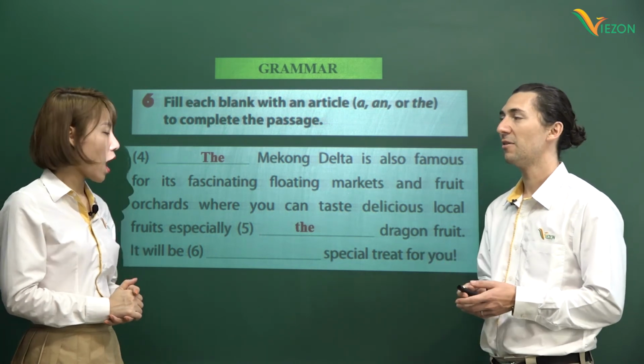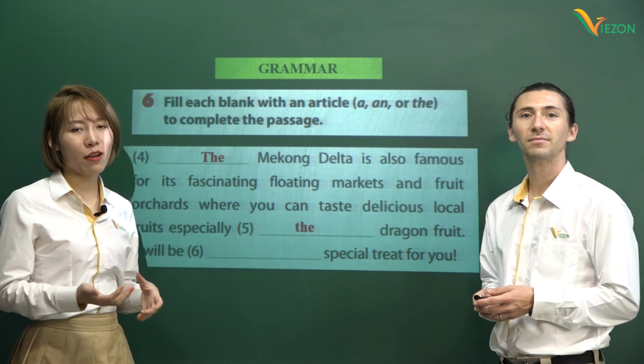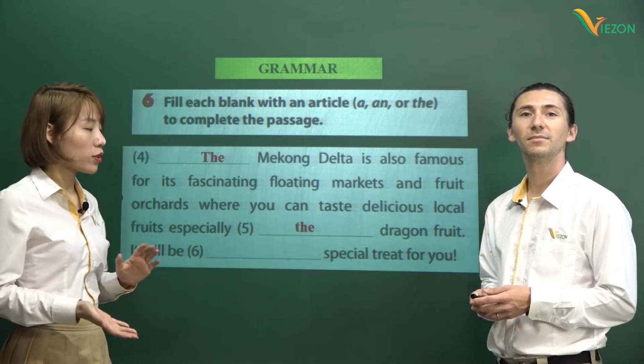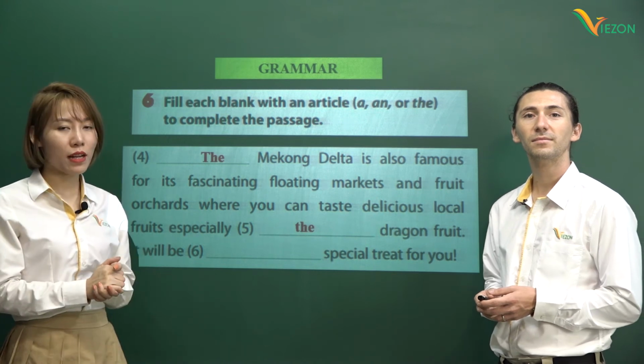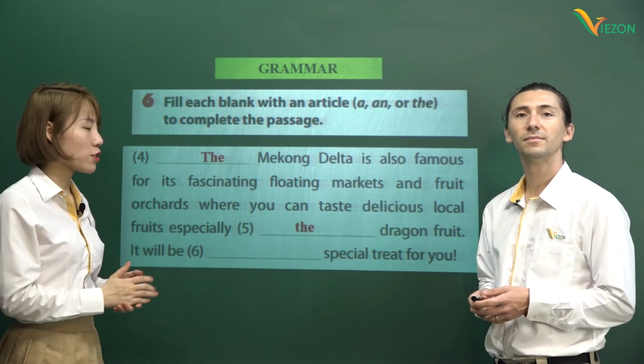All right, Teacher Hien? Với câu số 5 ở đây mình cũng có đáp án đó là the. Bởi vì ở đây món gì ạ? Hoa quả thanh long rất là nổi tiếng ở đây. Đó là đặc sản của vùng đồng bằng Mekong. Cho nên mình phải chọn là the.